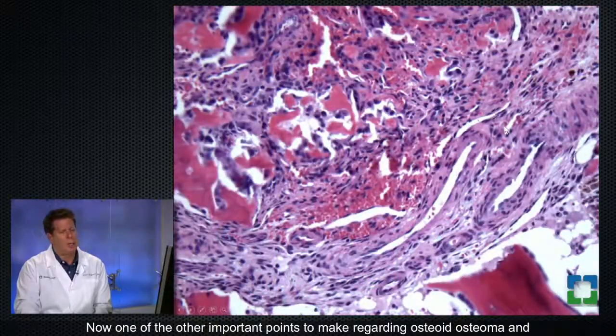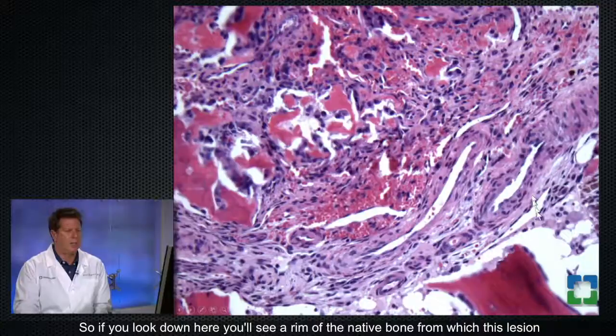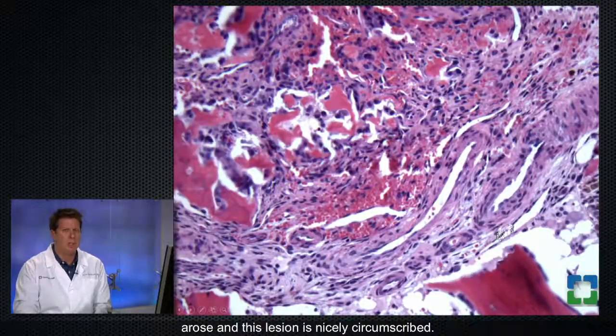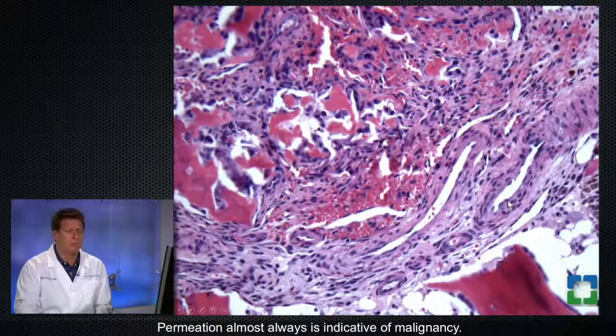Now, one of the other important points to make regarding osteoid osteoma, and particularly osteoblastoma, is these are not infiltrative lesions. So if you look down here, you'll see a rim of the native bone from which this lesion arose. And this lesion is nicely circumscribed. It doesn't permeate the surrounding bone. And that's a very important point. Permeation almost always is indicative of malignancy.